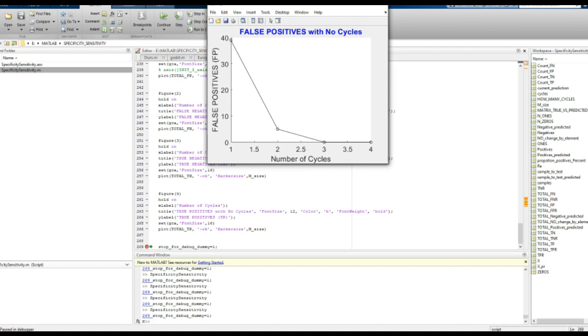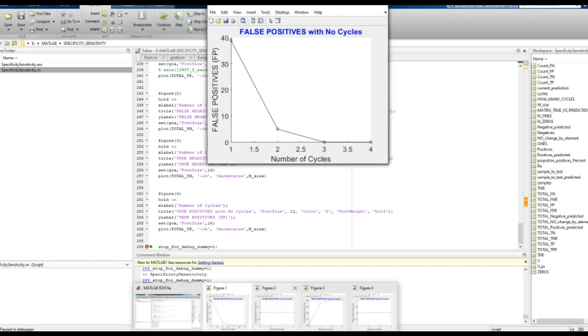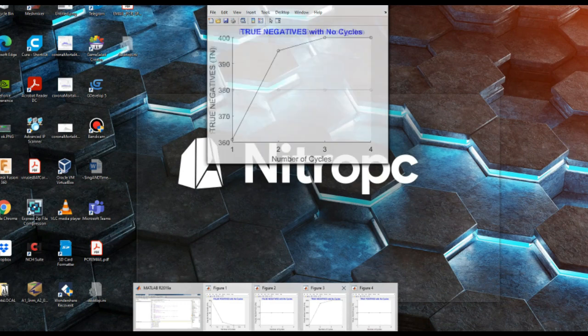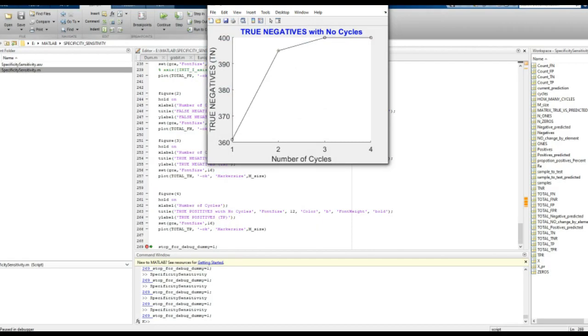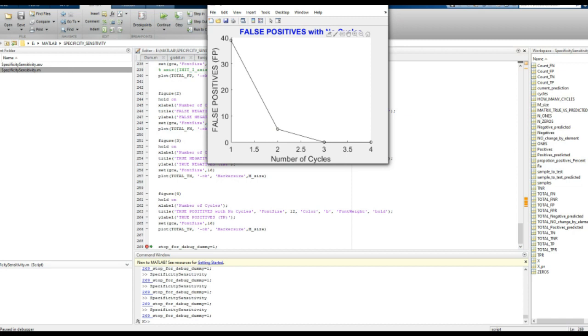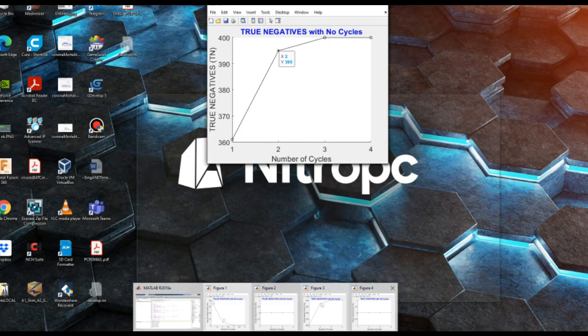So false positive wise is the same. But look at what happens with false negatives. 0, because we don't have any positives. So it's impossible that you have a false negative. True negatives after 2 cycles already are very good. And true positives, 0. So even if nobody had the condition, it's best to still do 2 cycles. Okay, I wouldn't do many more because, as you can see, it's pointless.